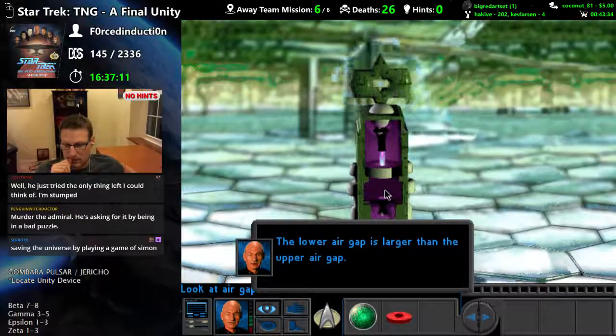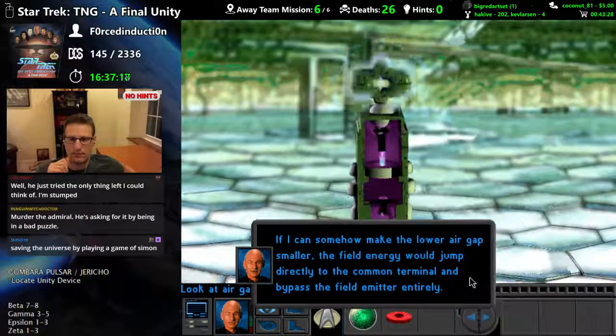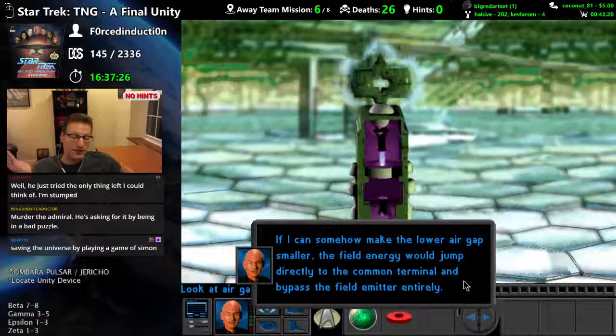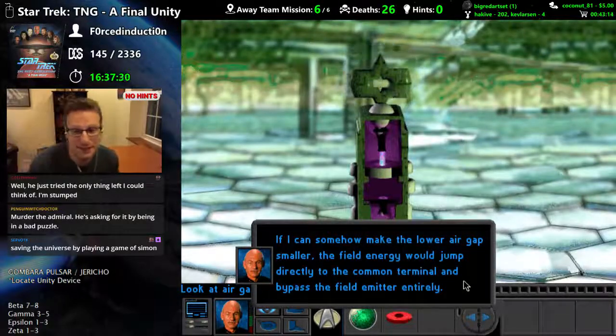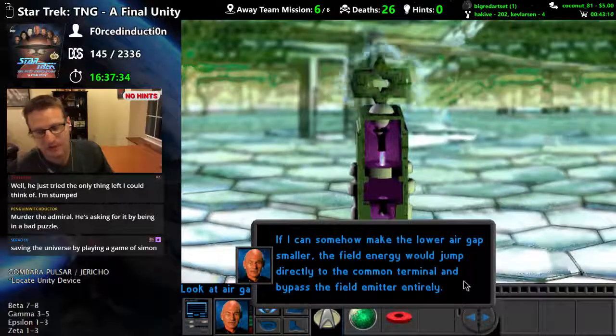The lower air gap is larger than the upper air gap. If I can somehow make the lower air gap smaller, the field energy would jump directly to the common terminal and bypass the field emitter entirely. So now he knows, and now he can tell them. So the key was we had to look at that air gap, but without the disk being there. That was the answer. Lower air gap smaller.